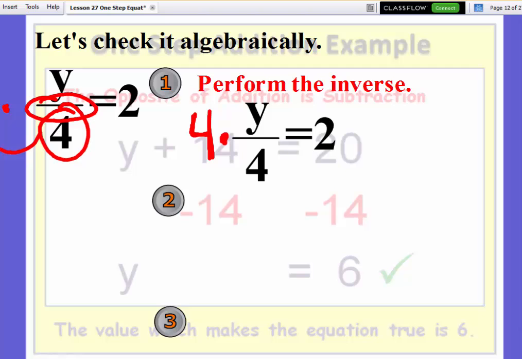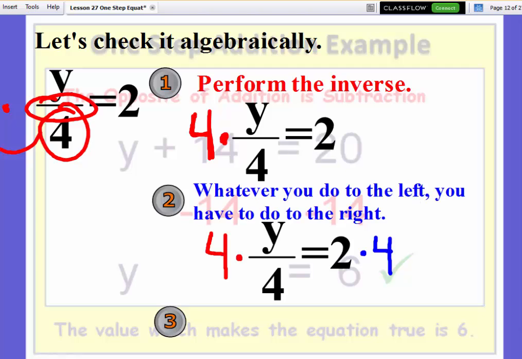What's my next step? Whatever I do to the left side, I have to do to the right. What did I just do to my left side? I multiplied it by 4, so guess what? I have to do the exact same thing to my right side. Multiplied by 4, so I need to multiply by 4.